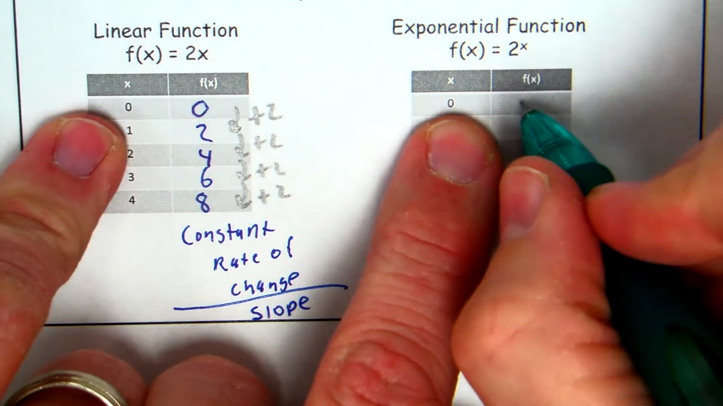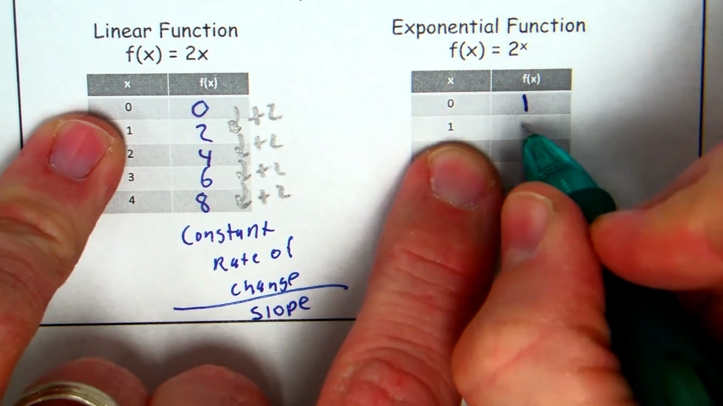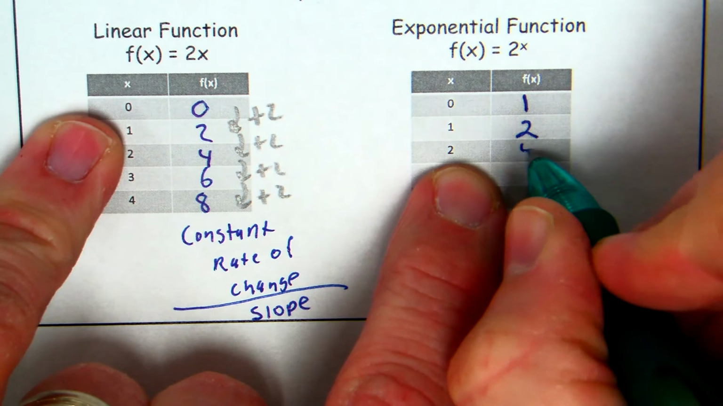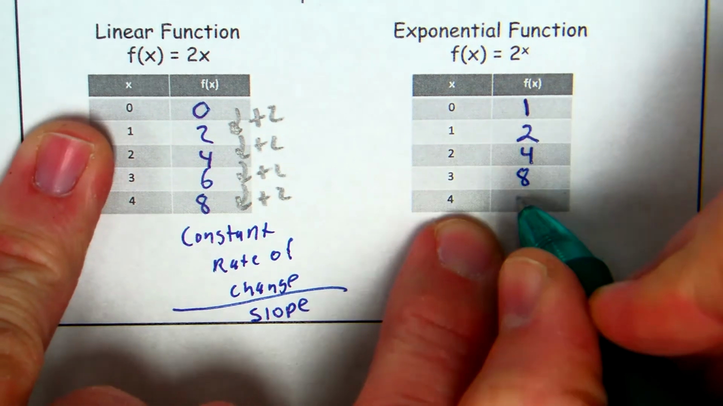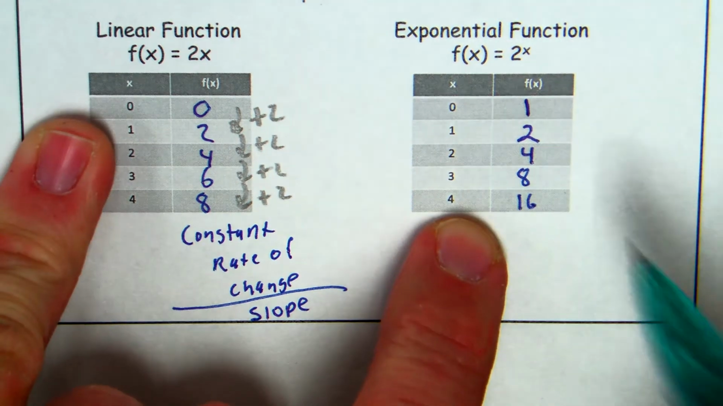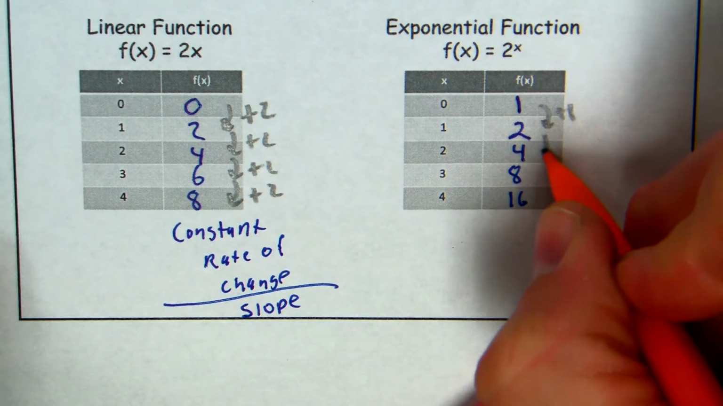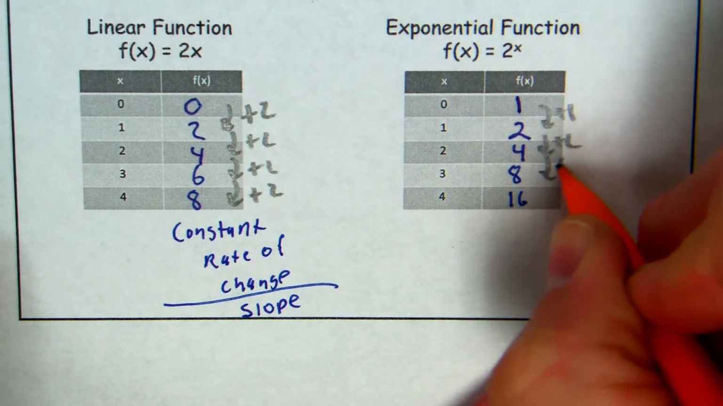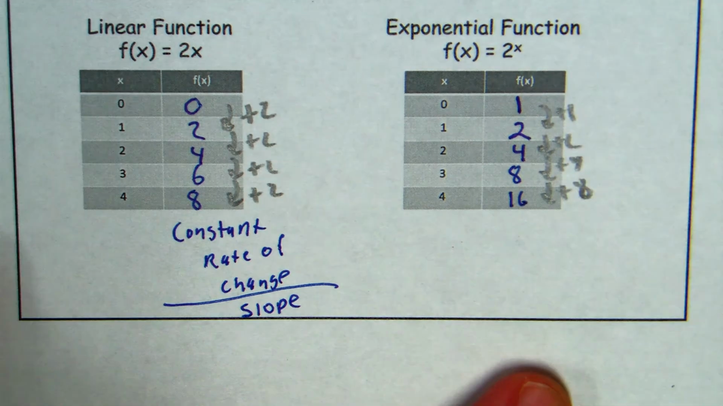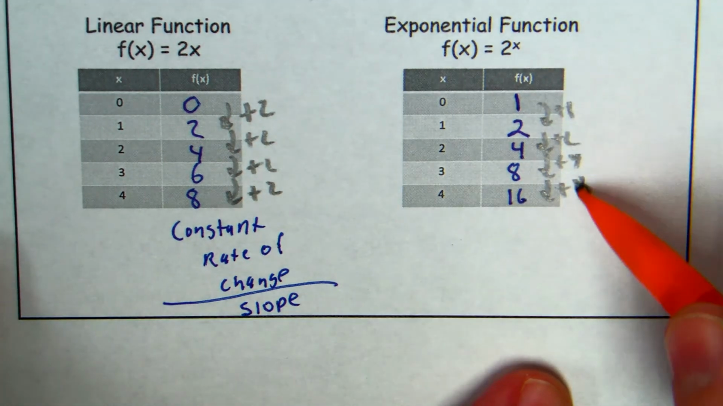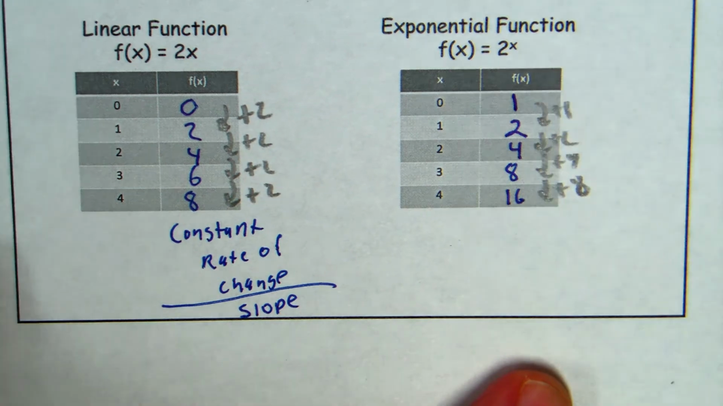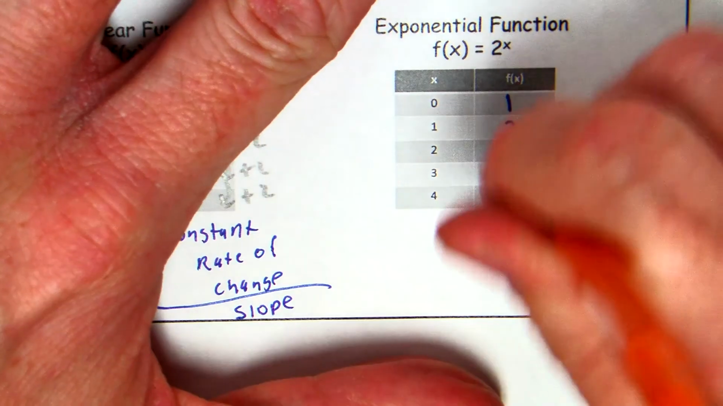But an exponential function doesn't grow like that. 2 to the 0 power is a 1. 2 to the first power is a 2. 2 squared is 4. 2 to the third is 8. And 2 to the 4 is 16. Notice you start off growing by 1, but then you grow by 2, and by 4, and by 8. This is not constant. Can you see a different pattern that might make more sense here?